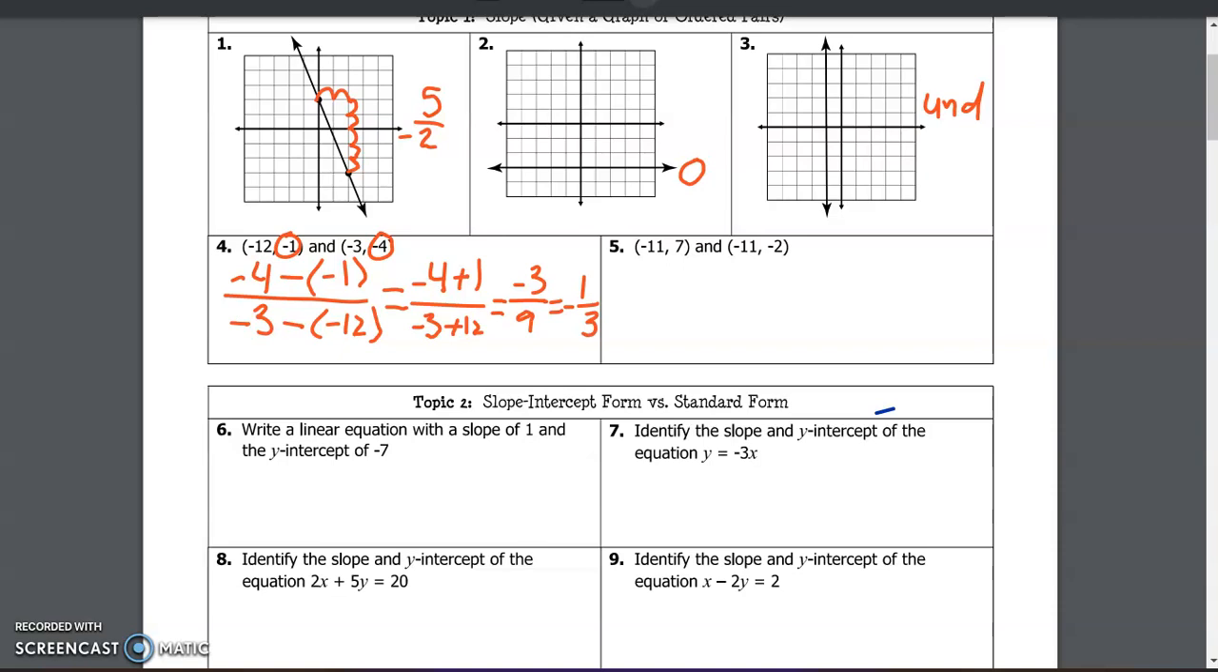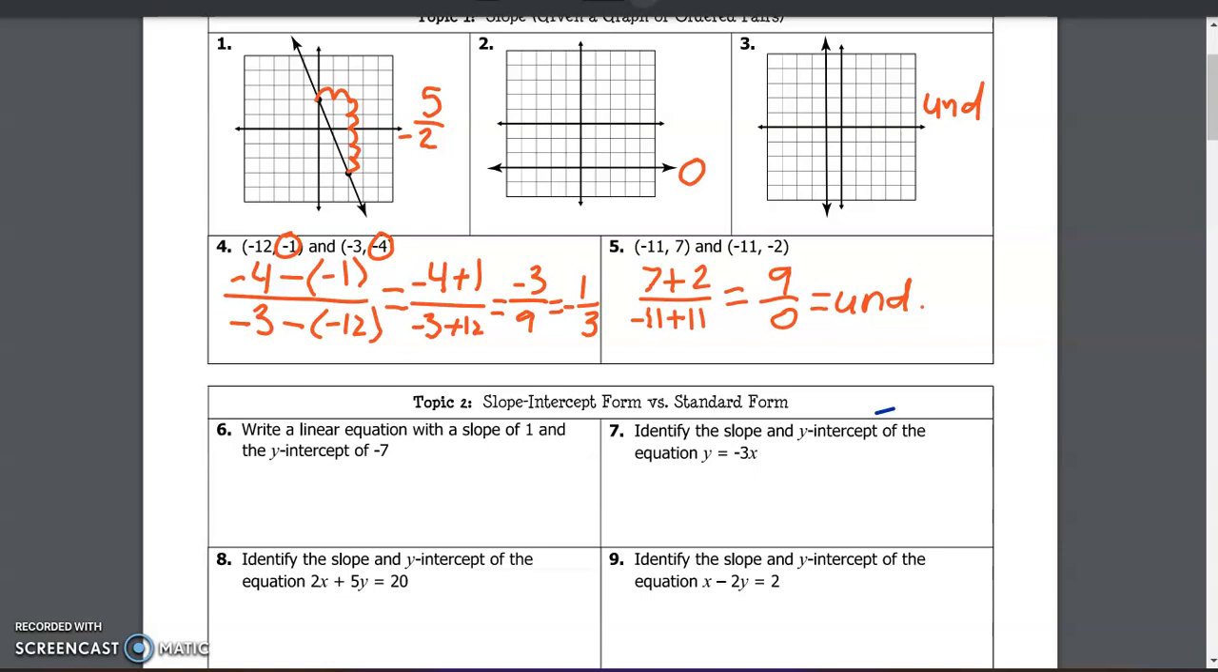All right, number 5, I'm going to do the same thing. Maybe this time we switch it up. Maybe we do this y value first, which just means this x value has to be first on the bottom. So on the top, I do 7, and then I have minus -2, so I'm just going to change that to +2 over, and then we have -11 minus -11, so I'm going to change that to +11. So that equals 9 on the top, and then this actually equals 0 on the bottom. Remember, 0 in the denominator makes this undefined.